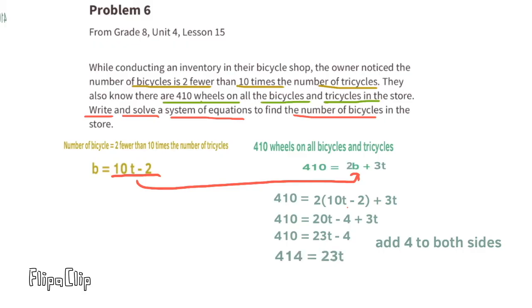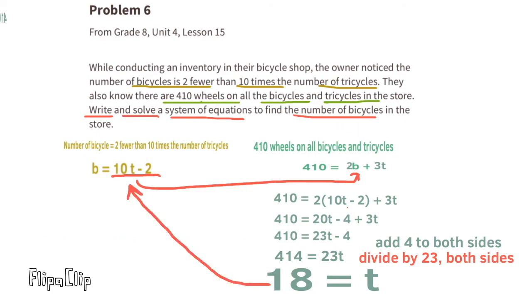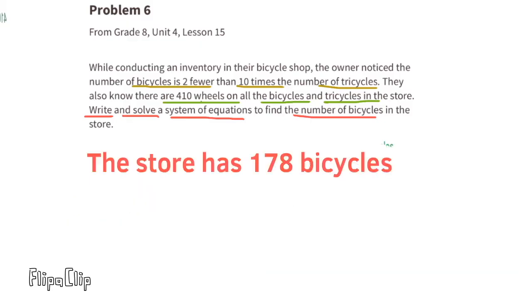414 equals 23t. Divide both sides by 23, and we have t equals 18. The store has 18 tricycles. Since the store has 18 tricycles, we can substitute the t with an 18. The number of bicycles equals 10 times 18 minus 2. 10 times 18 is 180, and 180 minus 2 is 178. There's 178 bicycles in the store.